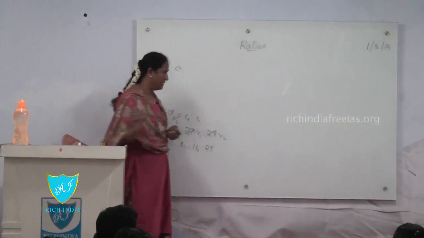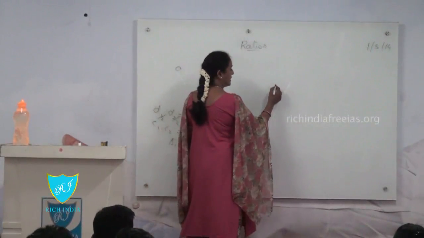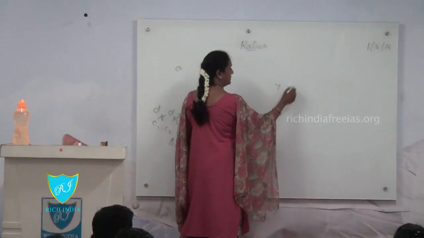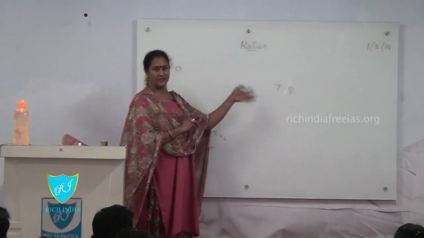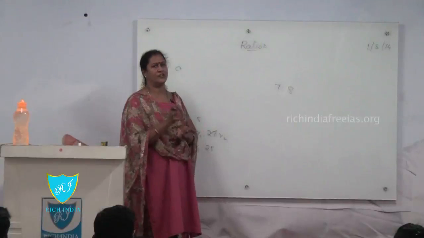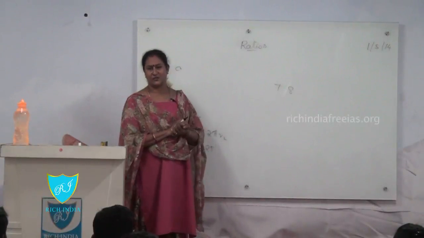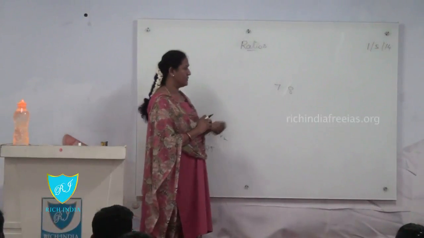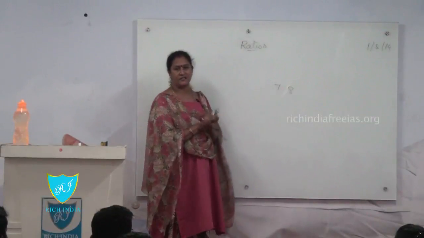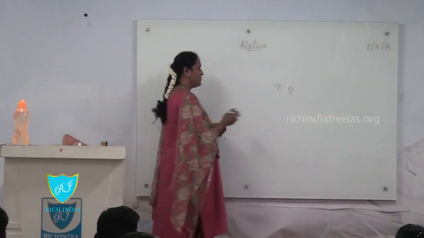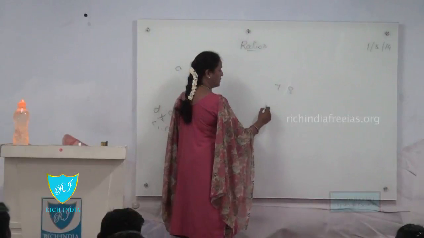Say for example, two persons' ages are in the ratio 7:8. The present ages are in the ratio. So we will deal about ratios and start with this ages question, ages concept. So two persons' present ages are in the ratio 7:8. So before 4 years, it was 5:6.